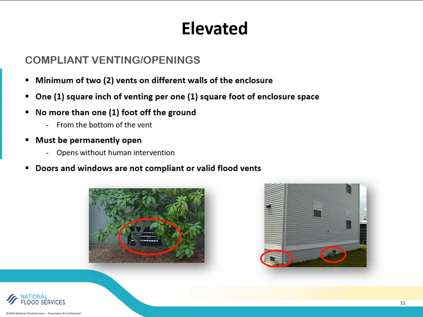These vents can be no more than 1 foot off the ground. The 1 foot measurement is taken from the bottom of the vent. These vents must also be permanently open without human intervention. For this reason, windows or doors do not qualify for compliant venting.